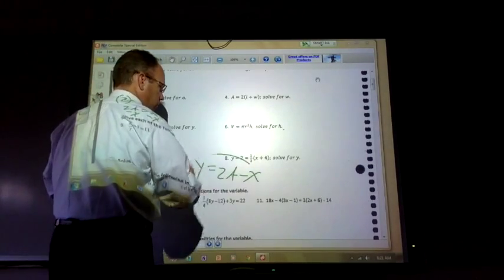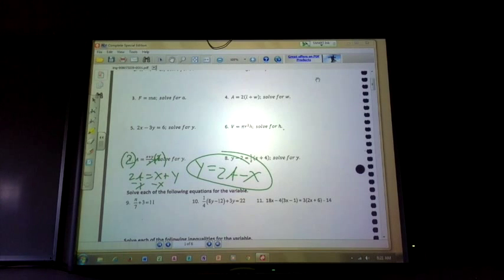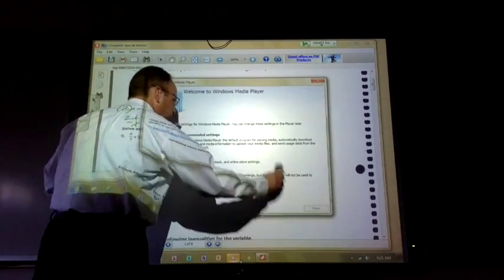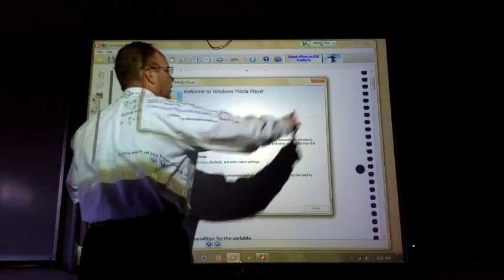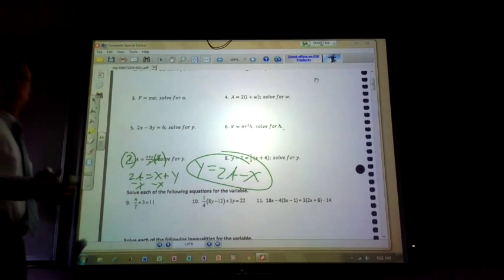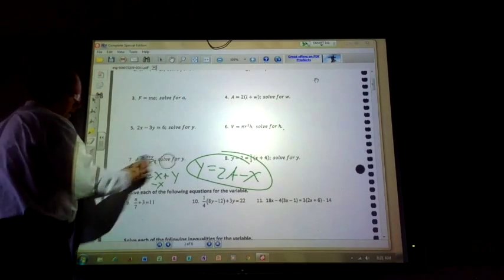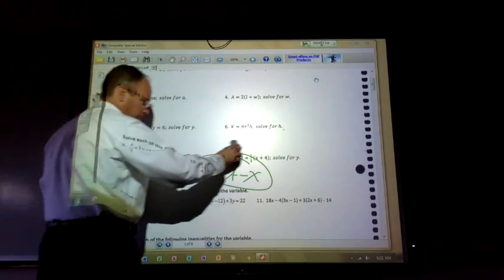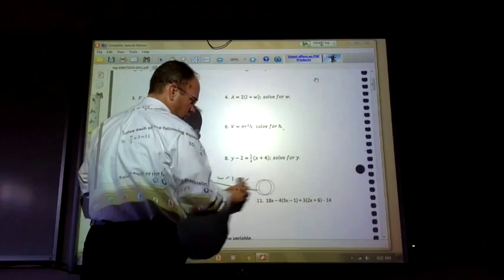Love it. Can I erase? We like the Windows Media. What's that? It was denying me. I understand. It really wants this Windows Media Player to be open for some reason. Play some music.